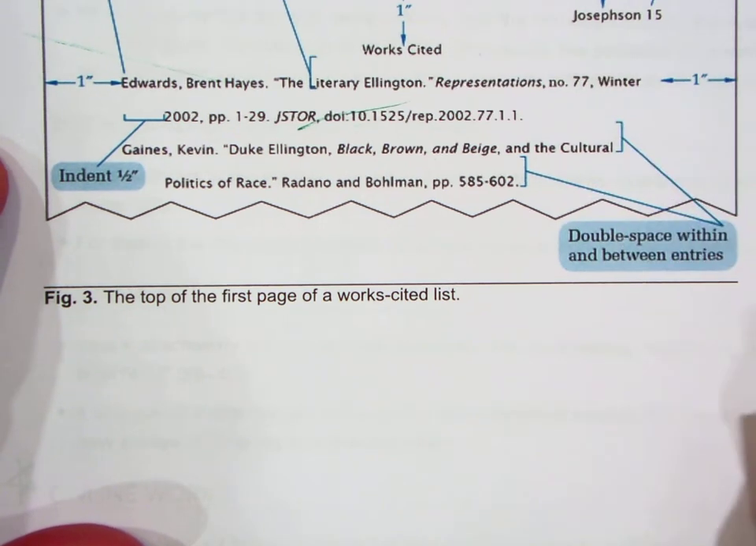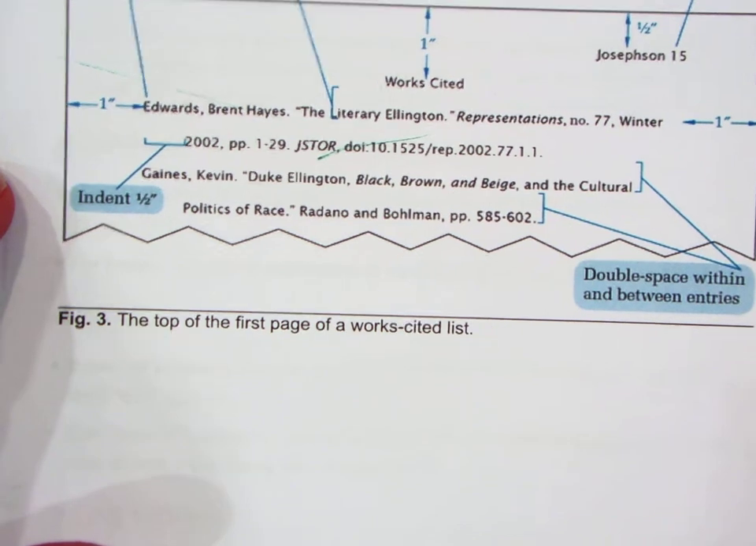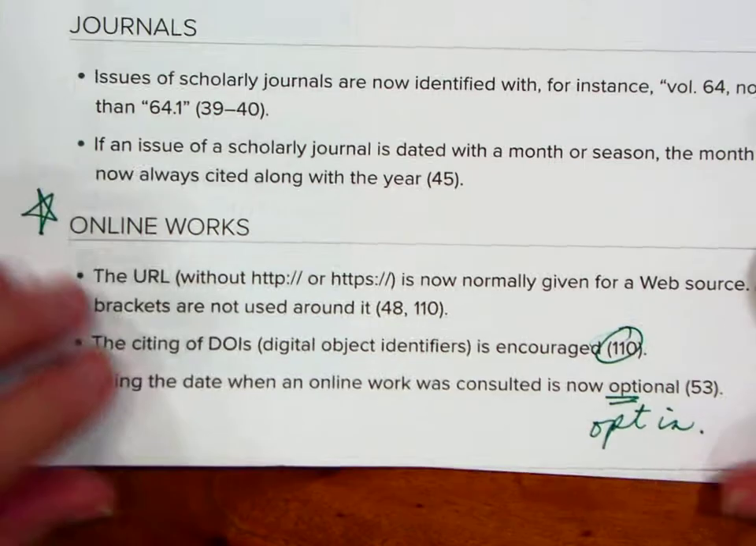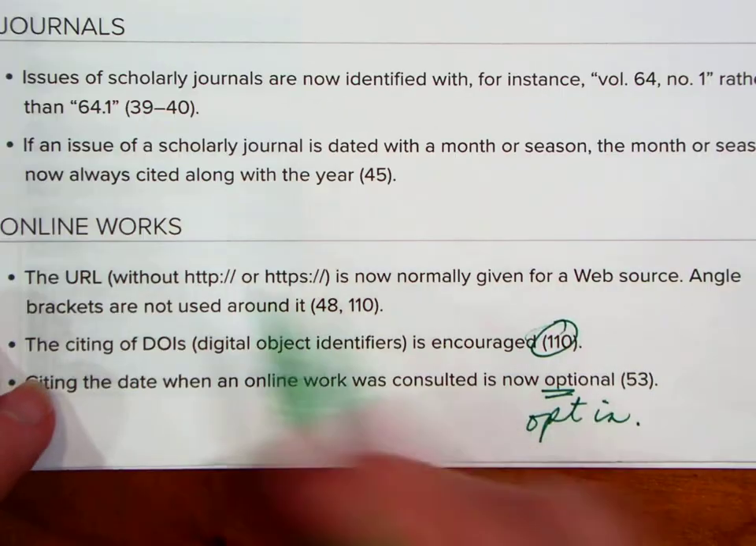But it's very straightforward. It's not difficult. What's new in the 8th edition is when you have an online work, you don't start the online source, the URL, with HTTP or HTTPS.